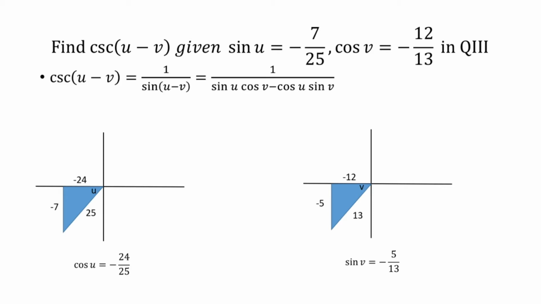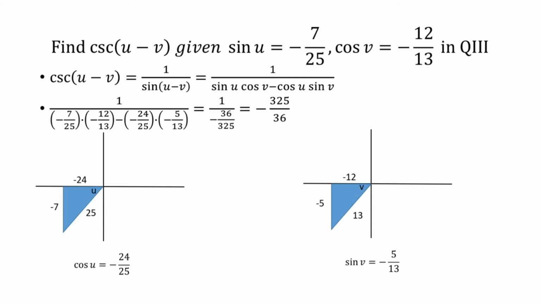Now we can come back and figure out what is 1 over sine of u times cosine of v minus cosine of u times sine of v. We're going to plug in the respective trig values, simplify it, and get that cosecant of u minus v is negative 325 over 36. And that is our final answer.